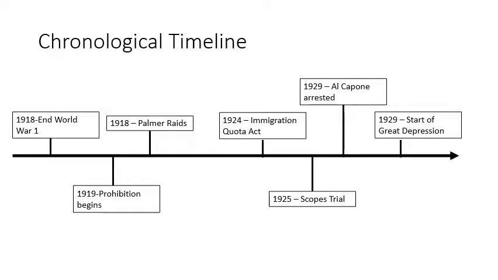1929, Al Capone's going to finally get arrested for tax evasion. So he was the leader of one of the largest bootlegging criminal networks in the United States. And then it all comes crashing down towards the end of 1929 with the beginning of the Great Depression.